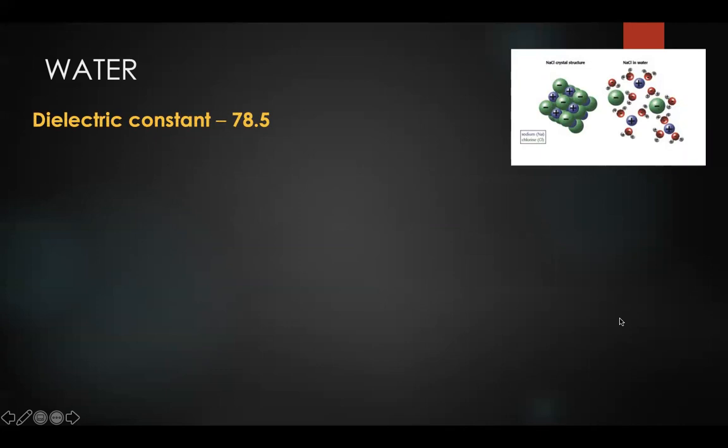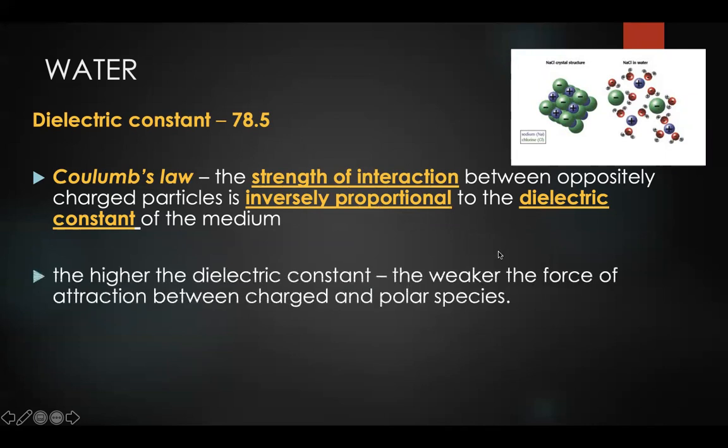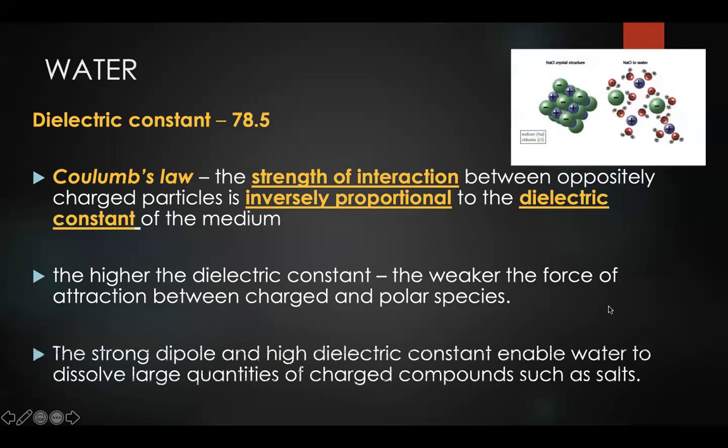The dielectric constant of water is 78.5, and according to Coulomb's law, the strength of interaction between oppositely charged particles is inversely proportional to the dielectric constant of the medium. So what does it mean? If we have a higher dielectric constant, the weaker the force of attraction between charged and polar species. So that is the implication of the dielectric constant.